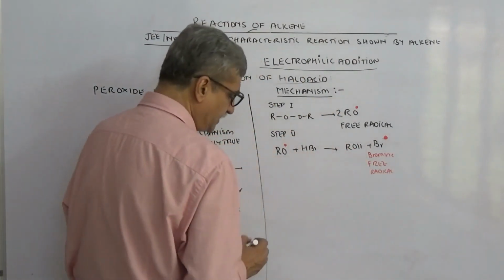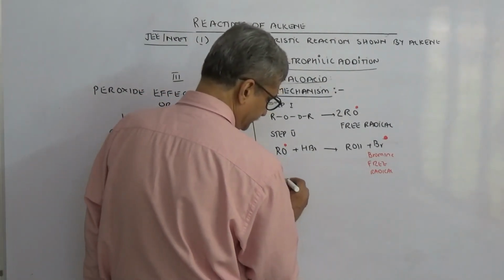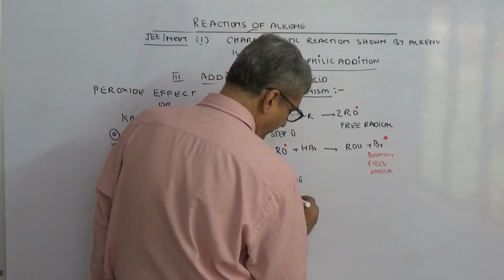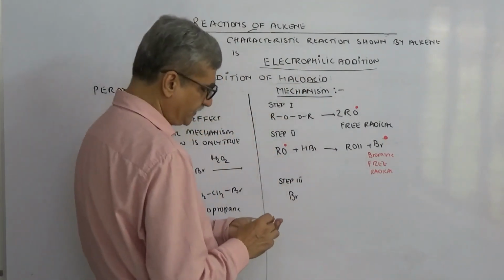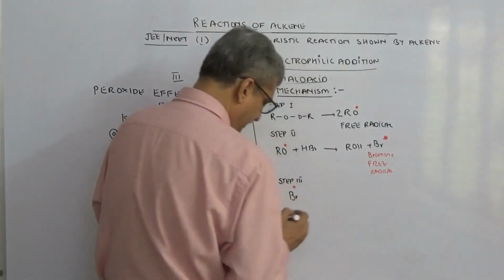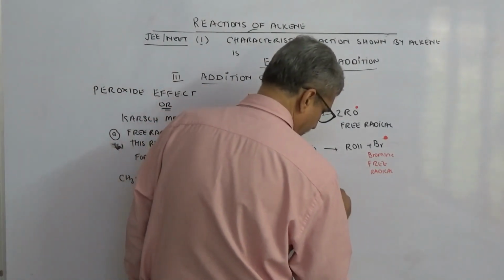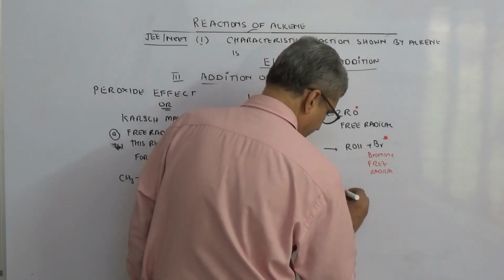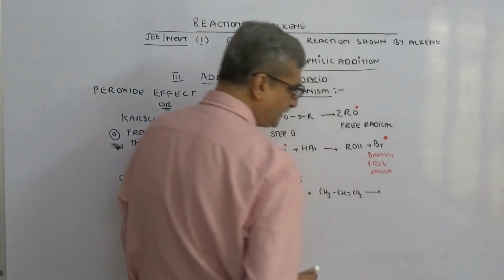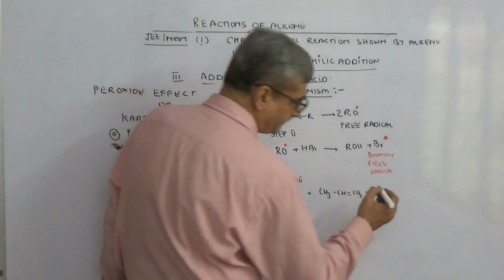So the next step, step 3. The bromine free radical, I'll add the dot, attacks the alkene. So you have CH3, CH double bond CH2. When it attacks, there are two possibilities that can happen.